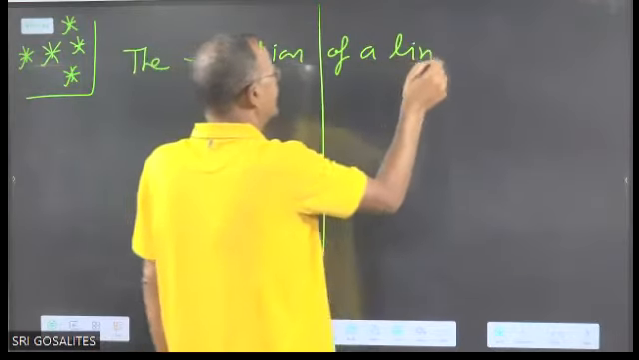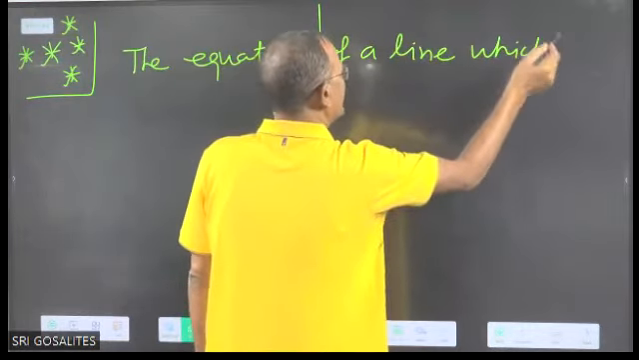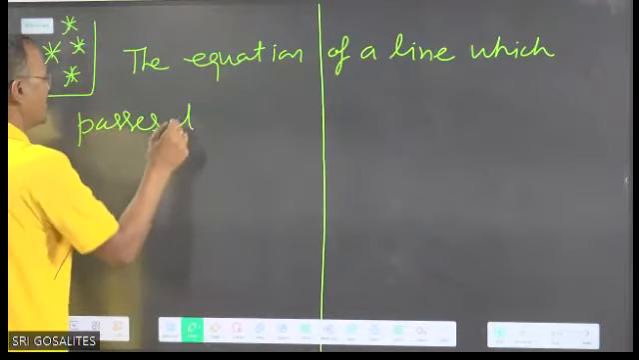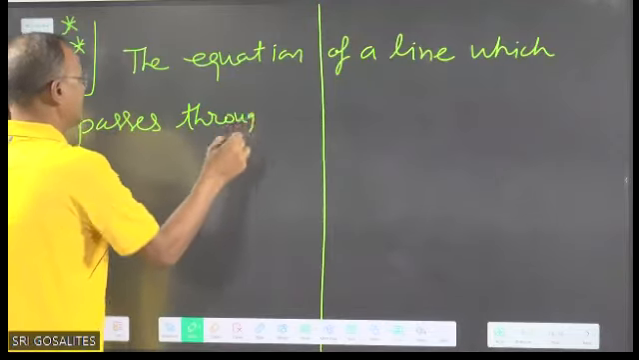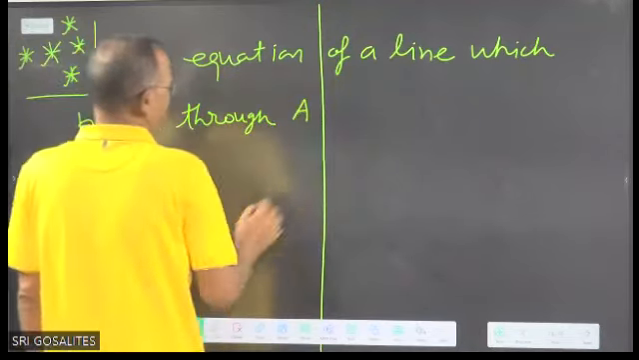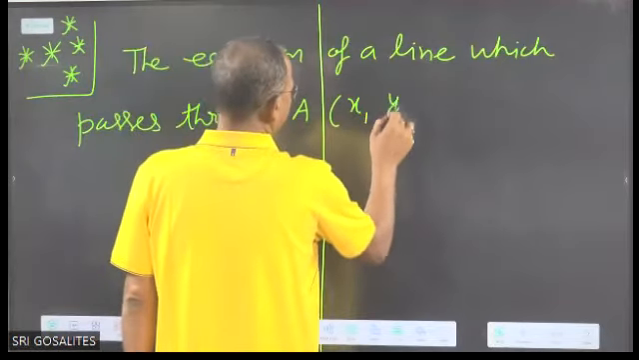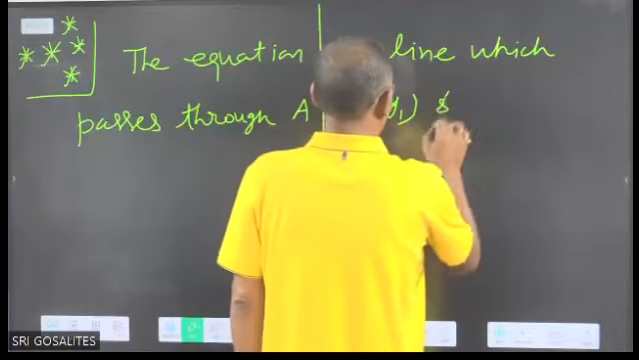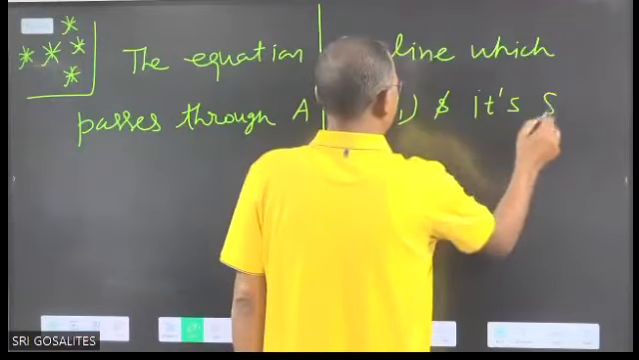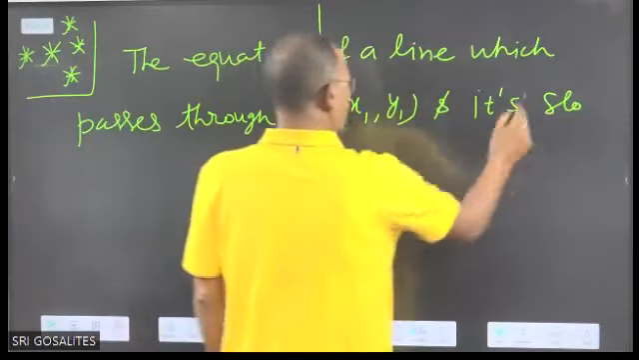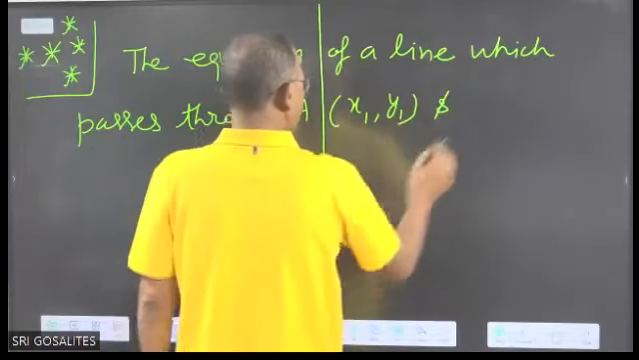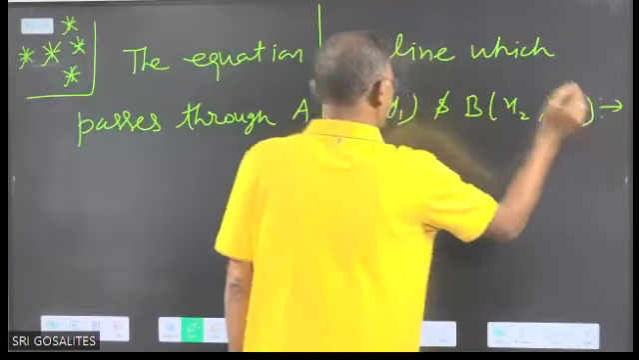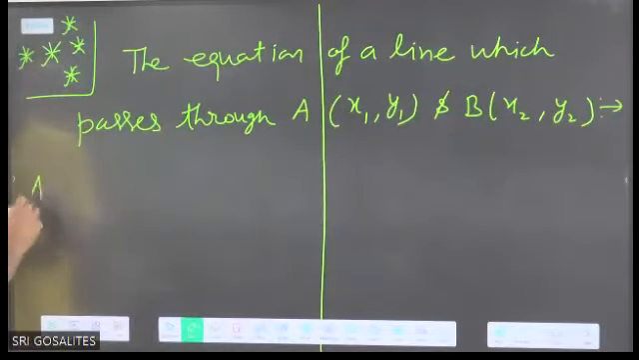The equation of a line which passes through a point A with coordinates x1, y1 and B with coordinates x2, y2. You have to remember this.